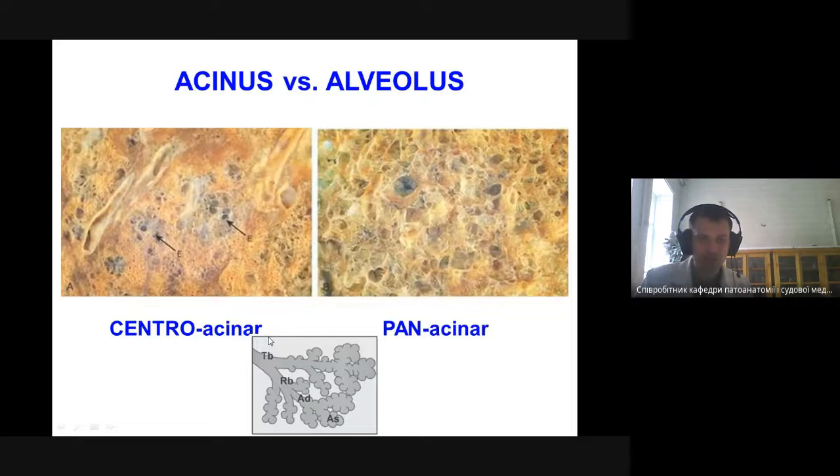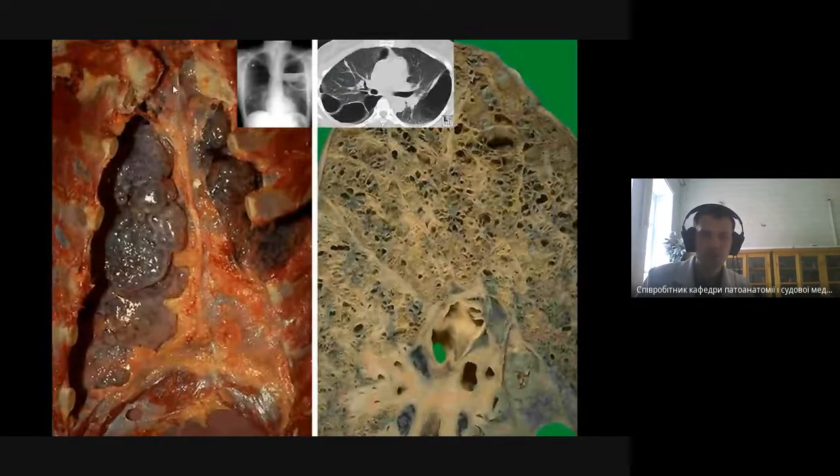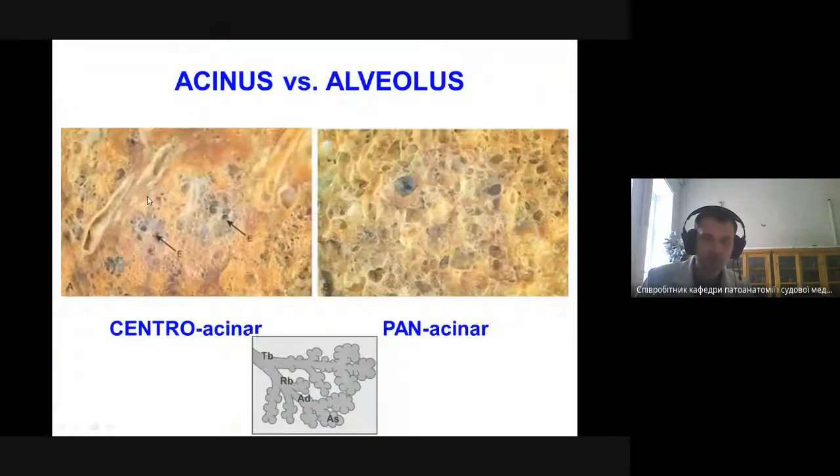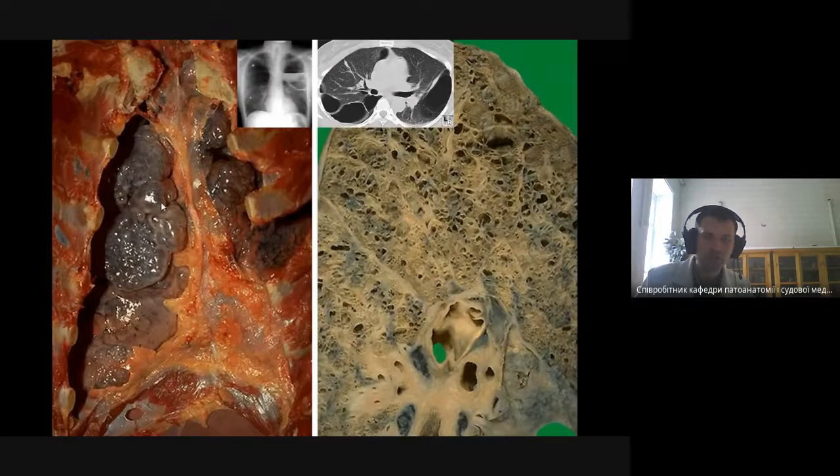You see centriacinar, in the center of the acinus, in the areas adjacent to the bronchioles, and panacinar with larger spaces, alveoli dilated in all parts of the alveolar tissue of the acinus, the whole acinus. So in this pattern, you see some cavities, some blebs full of air, bullae.